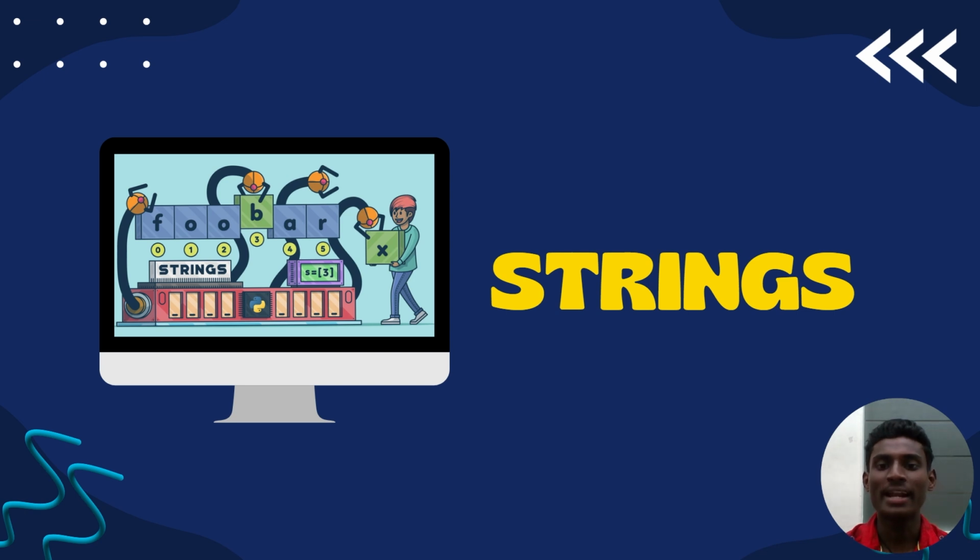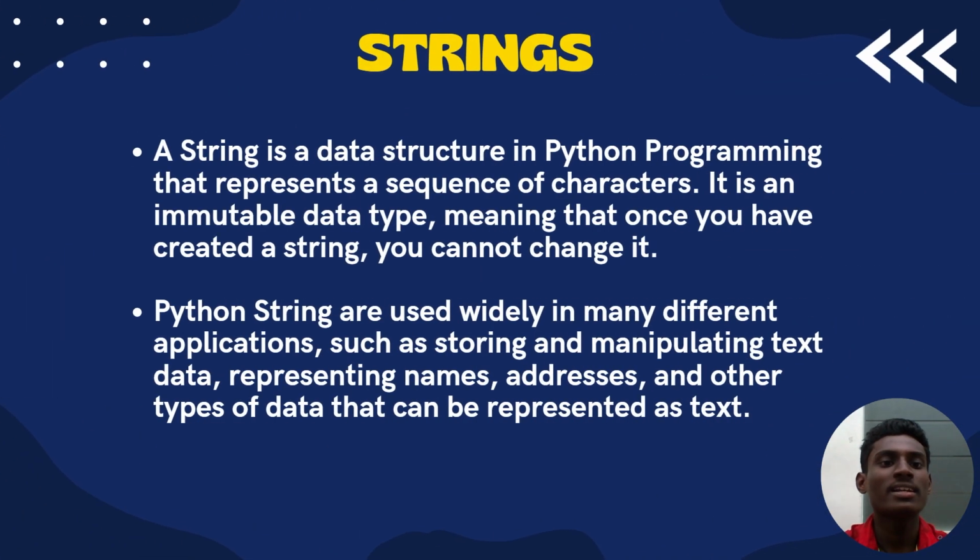Hello everyone, my name is Mohanraja, and in Python the next topic we'll be seeing is strings. Now what is basically a string? A string is a data structure in Python programming that represents a sequence of characters. It is an immutable data type, meaning once you have created a string, you cannot change it. Python strings are widely used in applications for storing and manipulating text, representing names, addresses, or other data that can be represented as text.